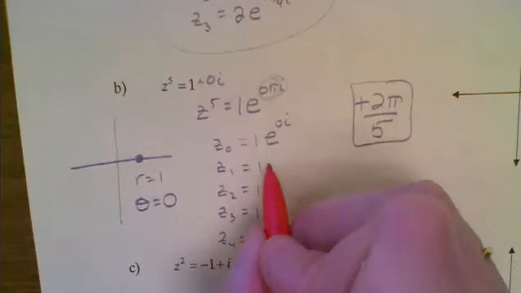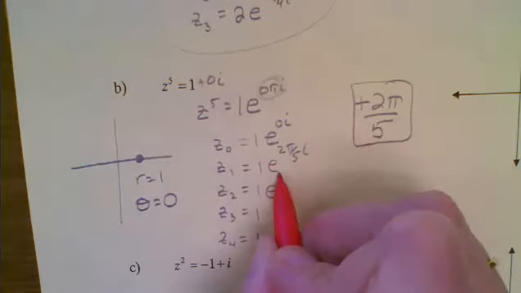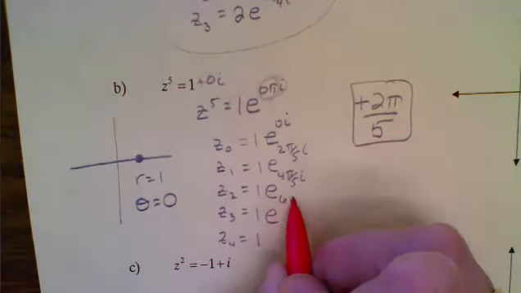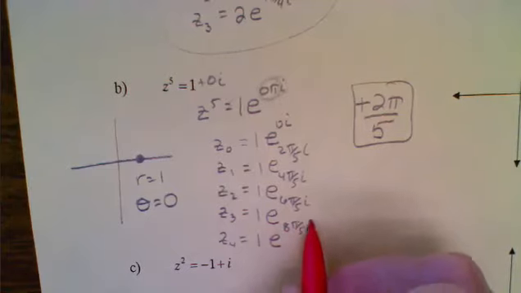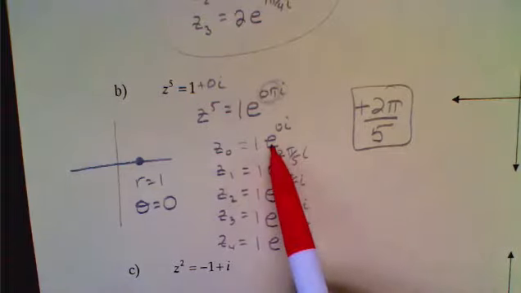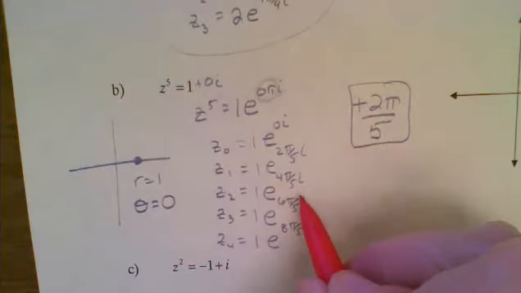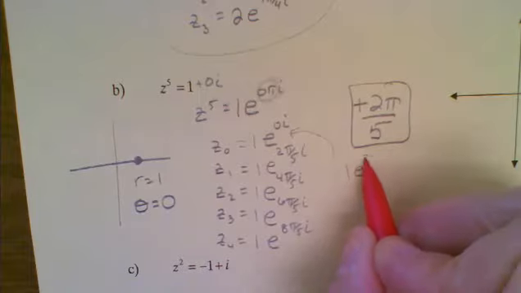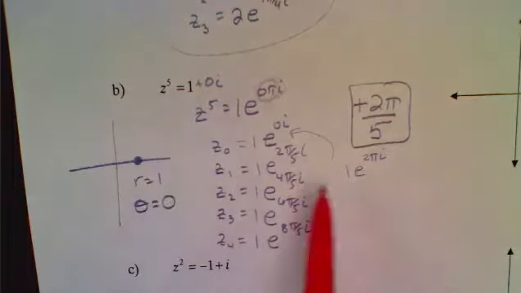So if I'm at 0 and I add 2 pi over 5, that's e to the 2 pi over 5 i. If I add 2 more, it's 4 pi over 5 i, e to the 6 pi over 5 i, and e to the 8 pi over 5 i. And if I got to 10 pi over 5 i, it would be back to here. So if you started with 2 pi, you might have gotten these answers, but instead of the first answer, you would have gotten 1 e to the 2 pi i. They mean the same thing. They both end up over here.